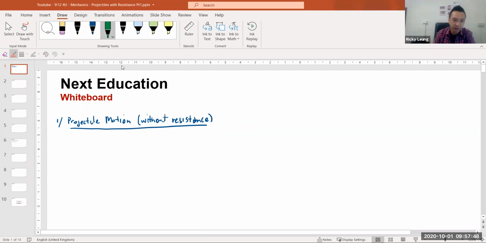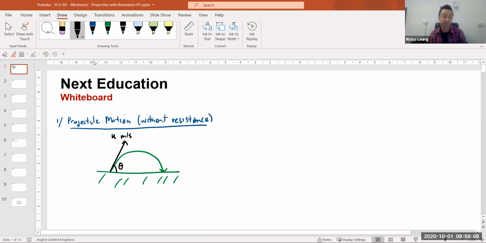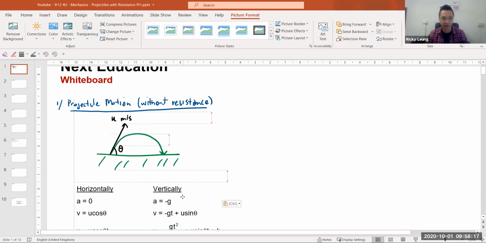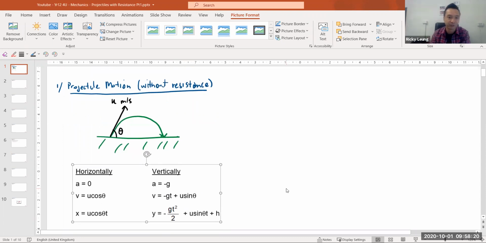I'm a diagrammatic person, so when we talk about projectiles without resistance, it creates a nice little parabolic shape. If I project an object at u meters per second at an angle of theta against the horizontal, we have 6 equations of motion, 3 for horizontal and 3 for vertical. In the interest of time, just like one of those good cooking shows, I've prepared the formulas in advance. These are the classic formulas you see.